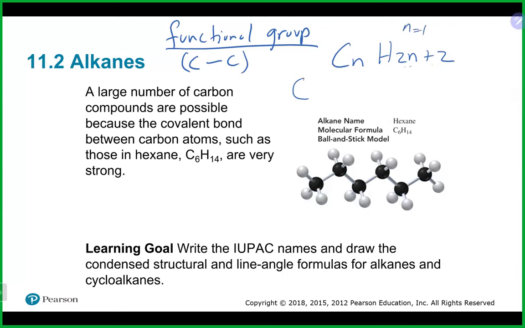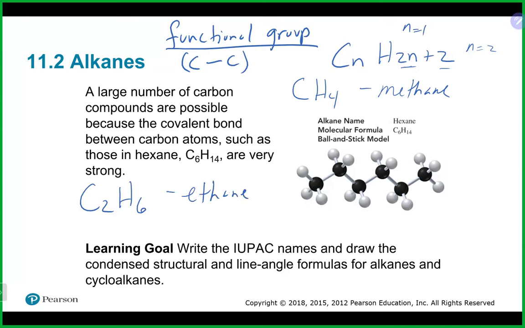So what that means is if I have one carbon, n is equal to 1. 2 times 1 is 2 plus 2 will give you 4 hydrogens. That is, as we saw, methane. If I have 2 carbons, n would equal 2 in that case. 2 times 2 is 4 plus 2 is 6 hydrogens would be involved. That is what is known as ethane.